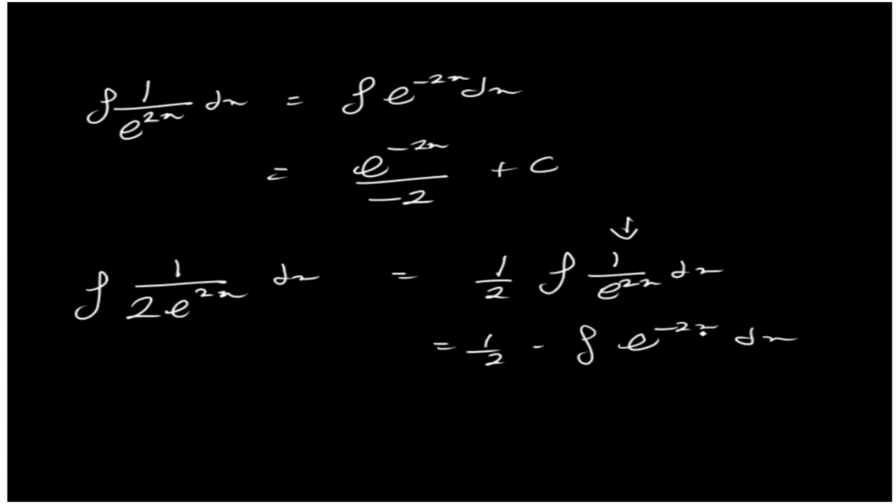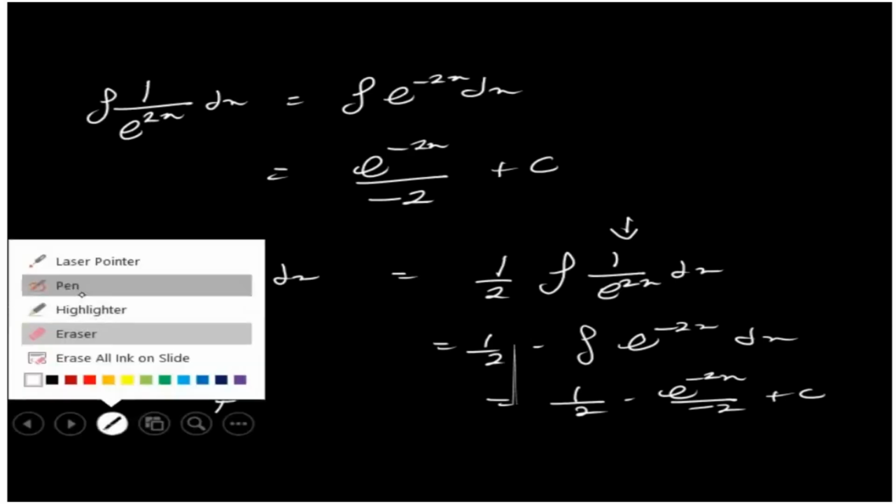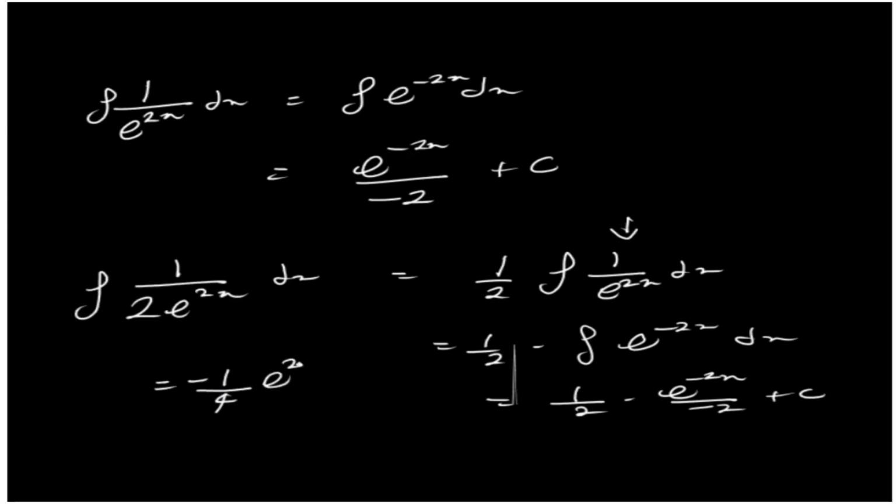Okay, then you integrate this. If you integrate this, you have 1 over 2 times e to the power of negative 2x over negative 2 plus c. Okay, then that becomes negative 1 over 4, e to the power of negative 2x plus c. And that is your final answer.